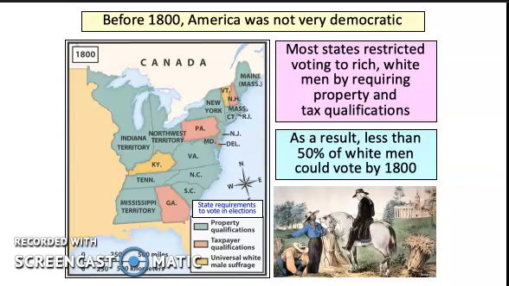What we see on the map on the left-hand side is where different state requirements were to vote in different elections. Most states required those property qualifications, where some had taxpayer qualifications, and only 2 states gave what was called universal male suffrage, or the right to vote.